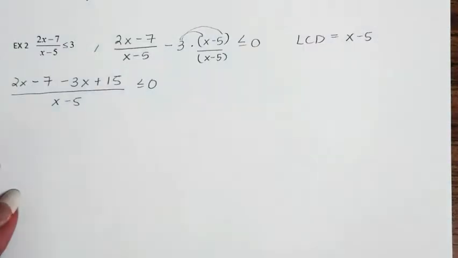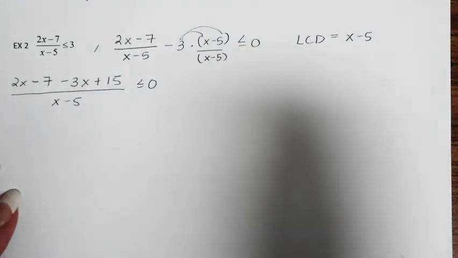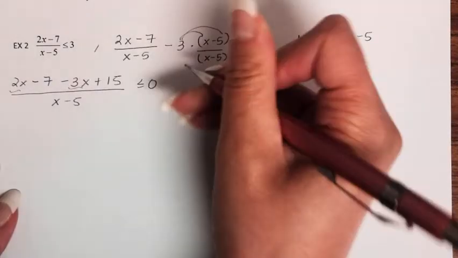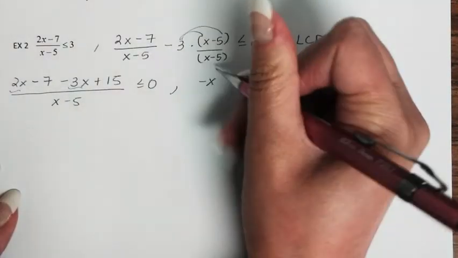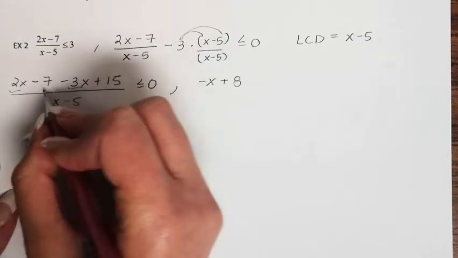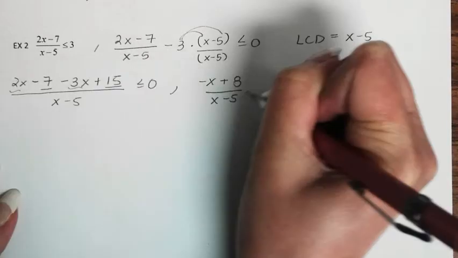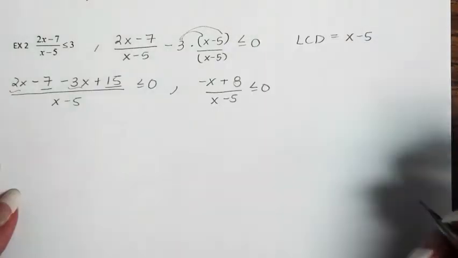Okay, after that, what you're going to do is combine your like terms, this guy and this guy, having negative x, and then you have to combine the constant terms, which are these two, which is 8, and then x minus 5 less than or equal to 0.